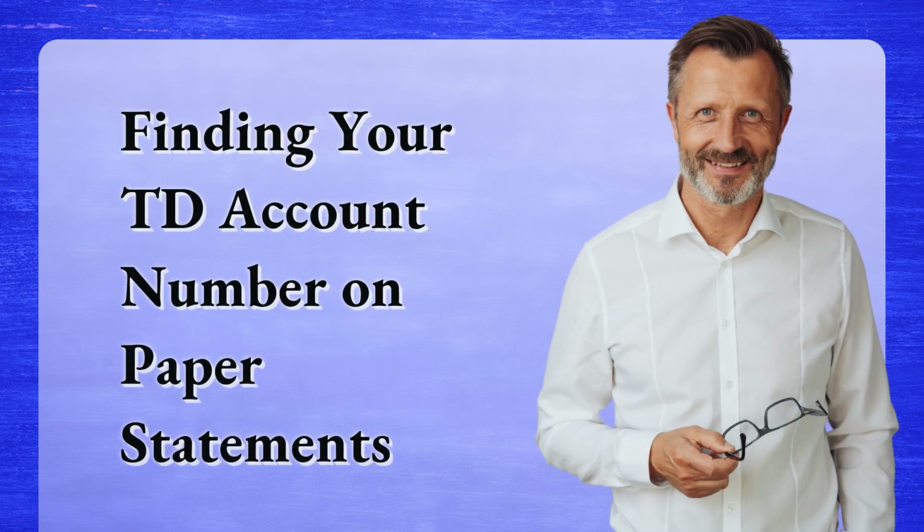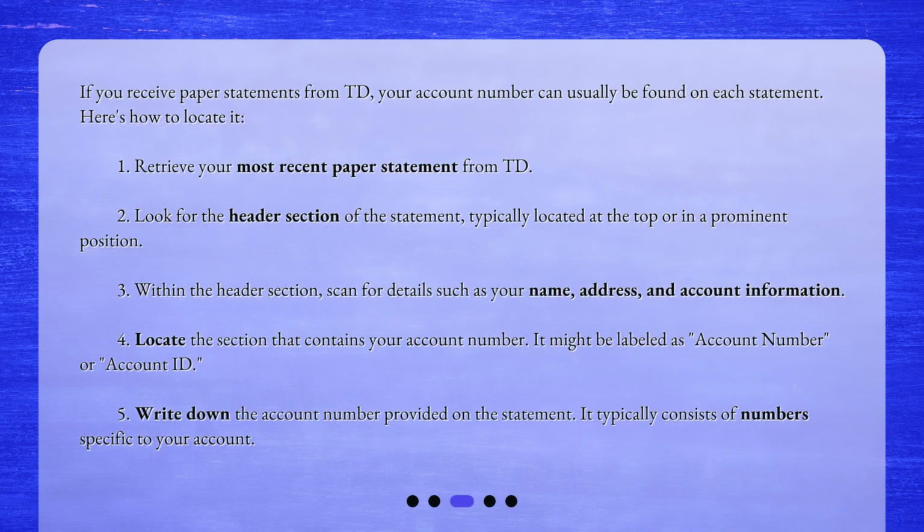Finding your TD account number on paper statements. If you receive paper statements from TD, your account number can usually be found on each statement. Here's how to locate it. 1. Retrieve your most recent paper statement from TD. 2. Look for the header section of the statement, typically located at the top or in a prominent position.